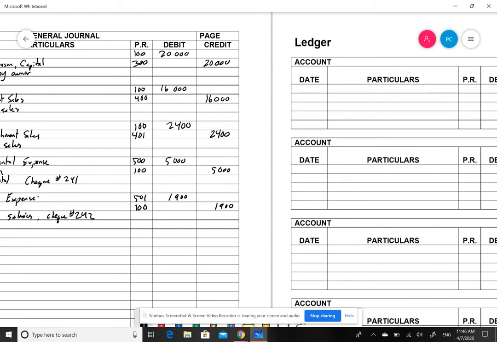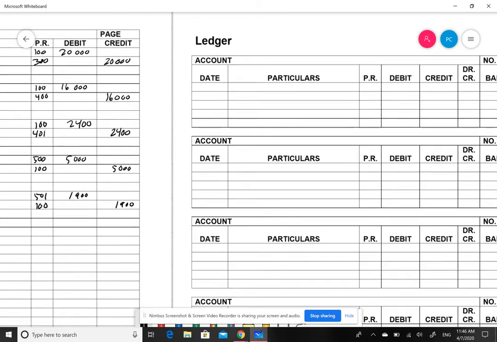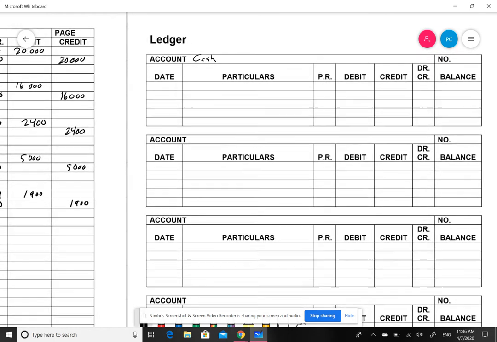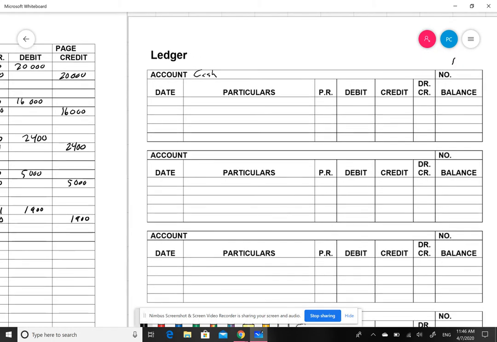Okay, so this account is 20,000. You can remember my memory from yesterday. So the account is cash. The account number is 100. Cash account is 100.